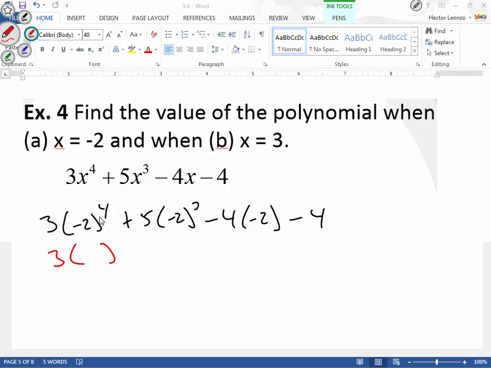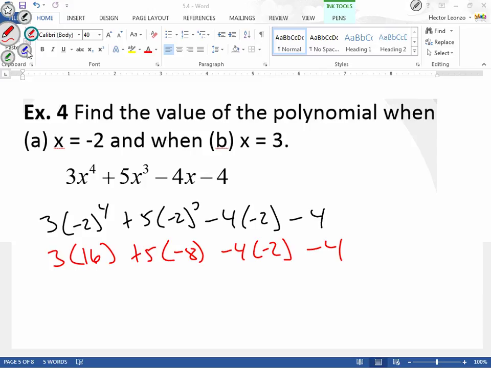So multiply -2, 4 times. So -2 times -2 times -2 times -2. That should give you 16. And I have plus 5. Once again, I'm just doing exponents. -2 to the third. -2 times -2 times -2. That should give me -8. And I have minus 4 times a -2, and then minus 4. Once again, I was just doing exponents.